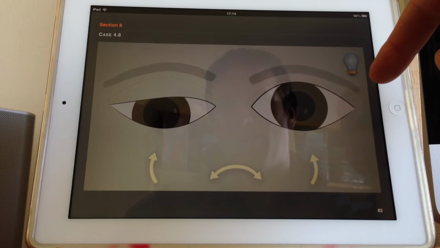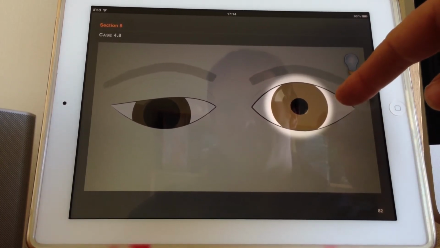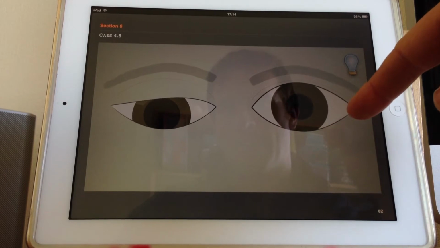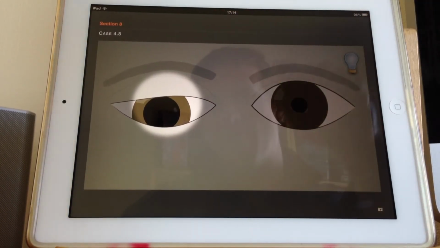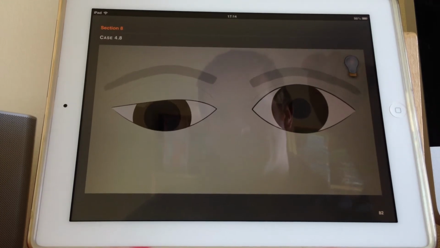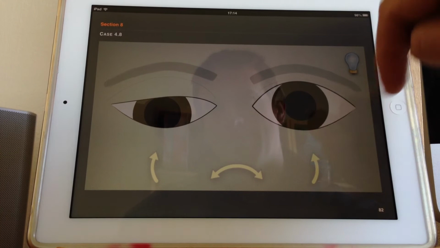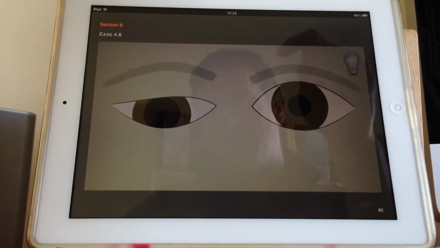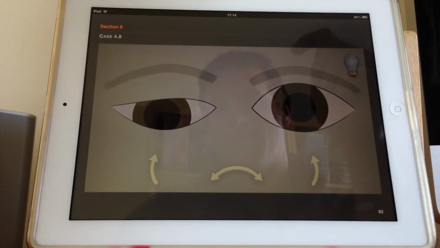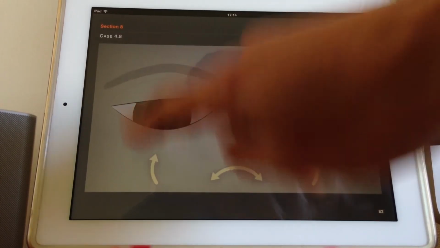And then does the pupil react? Well, let's see. So this pupil reacts to light shone at it, and then this pupil doesn't react to light shone at it. So now we want to look at this pupil as we shine light here, and again this pupil doesn't react either to direct or consensual response.